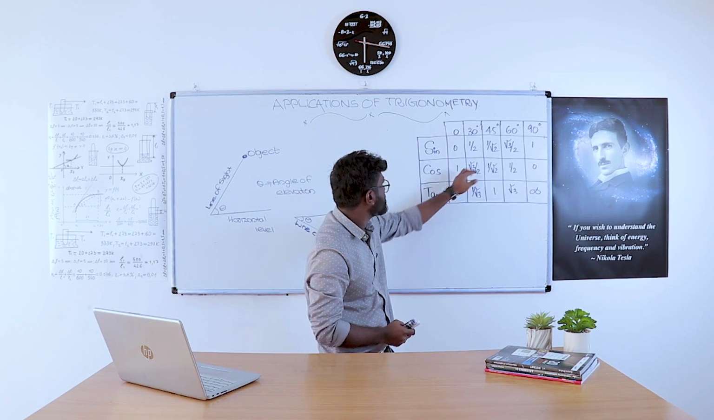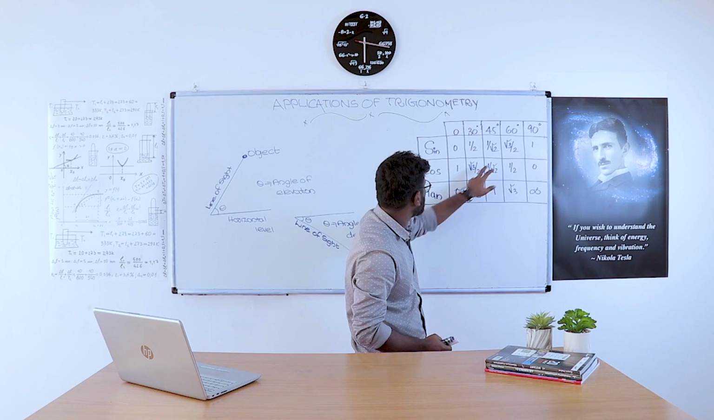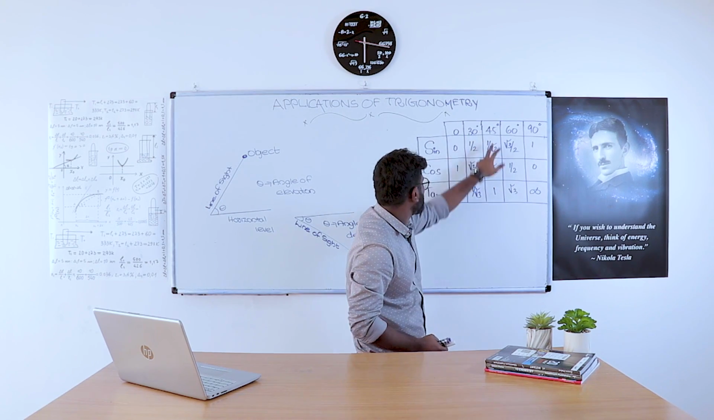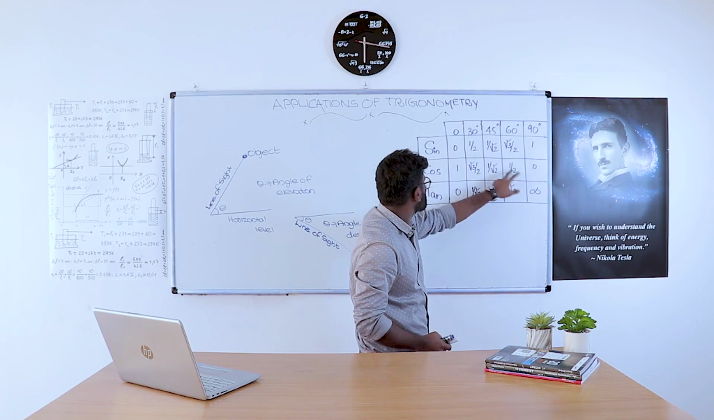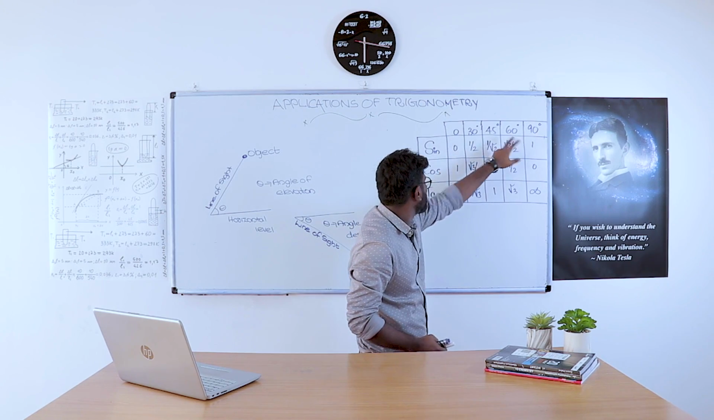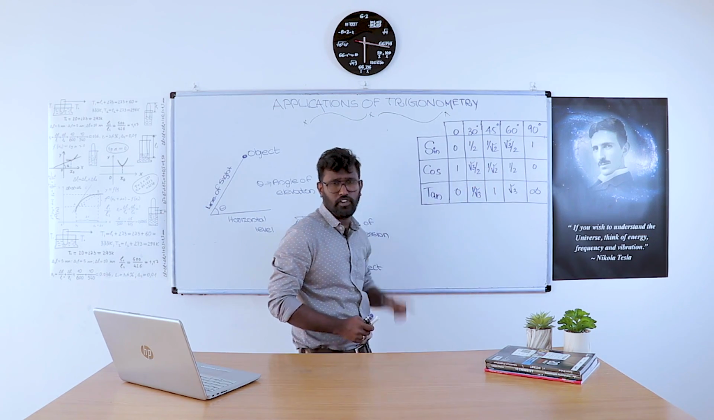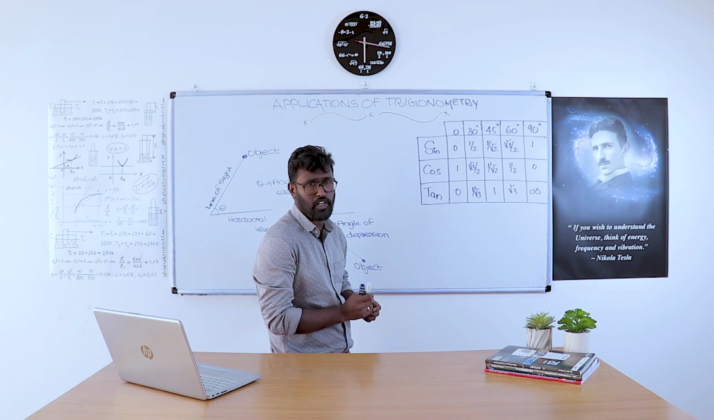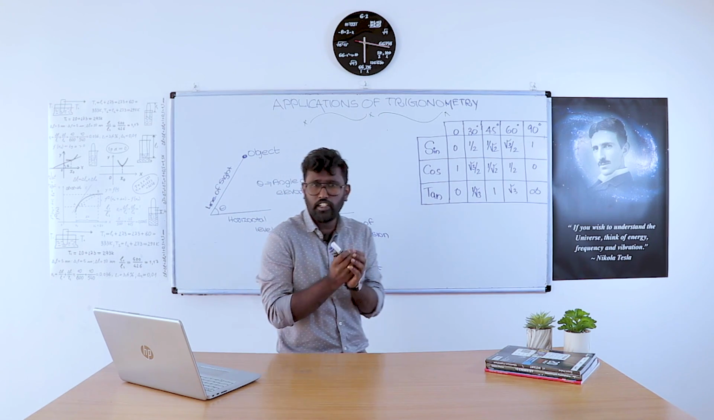So cos 0 is 1. Cos 30 is root 3 by 2. Cos 45 is 1 by root 2. Cos 60 is 1 by 2. Cos 90 is 0. So by writing in the reverse order, you get the cos values. Now, how will you get the tan value?